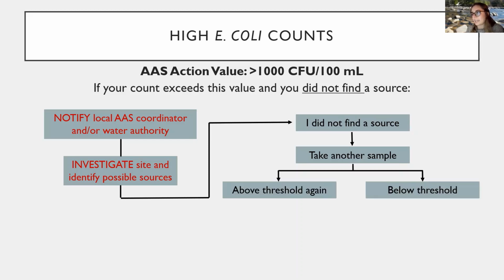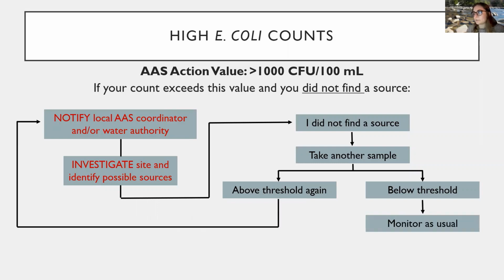So sample again. Then we're going to compare what that second sample looks like against what your first sample looked like. If it's below the threshold, then don't worry. You can just follow up with your coordinator and let them know, I sampled again and I got my normal level of 200 or 100 or whatever it may be.